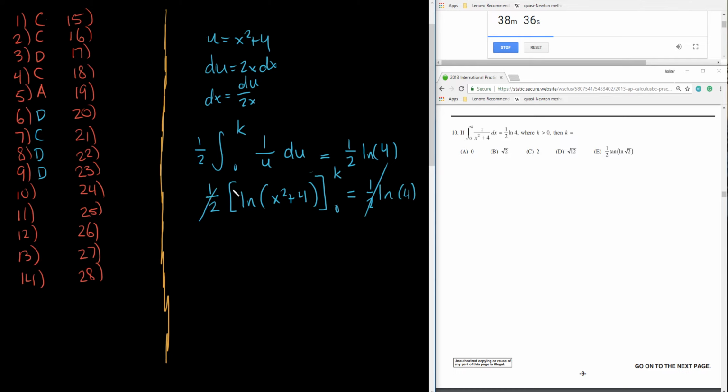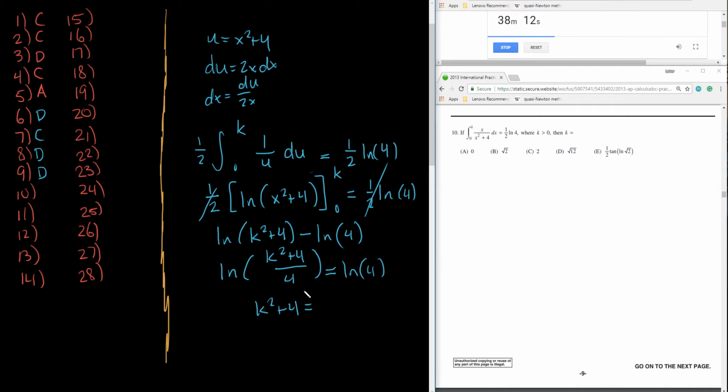Alright, cancel those out. So now, finally, we get the natural log of k squared plus 4, we plug in k, minus the natural log of 4 when k equals 0. So minus natural log of 4 corresponds to division. So we get the natural log of k squared plus 4 all over 4 equals the natural log of 4. So e to the x both sides. You get that k squared plus 4 equals, multiplying the 4, 16. k squared equals 12. k equals the square root of 12, or 2 times the root 3. Okay, so that's D, root 12.